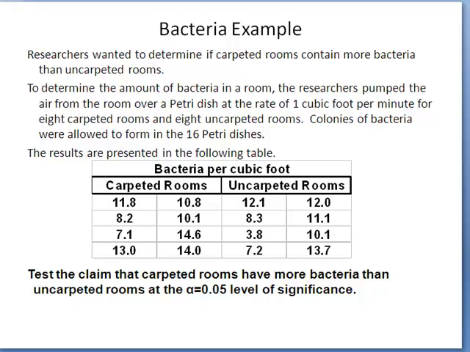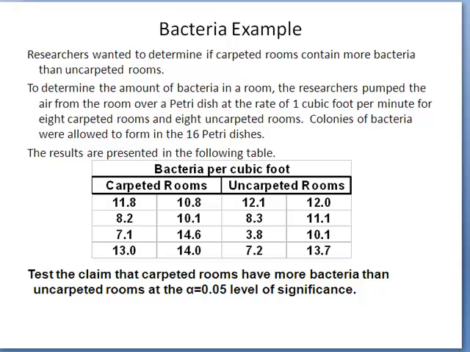We're going to look at this problem, the bacteria example. Researchers wanted to determine if carpeted rooms contain more bacteria than uncarpeted rooms. To determine the amount of bacteria in a room, the researcher pumped air from the room over a petri dish at a rate of 1 cubic foot per minute, in 8 carpeted rooms and 8 uncarpeted rooms. Colonies of bacteria were allowed to form in the 16 petri dishes, and here are the results.